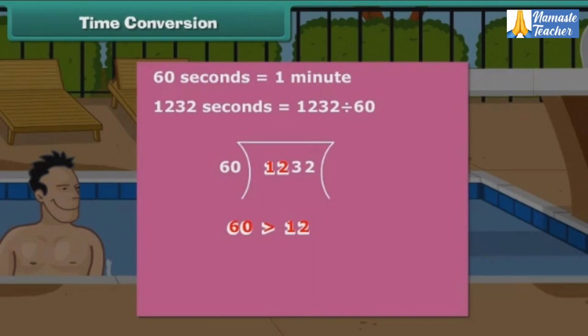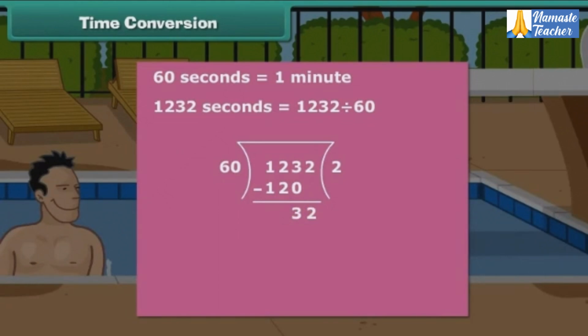12 is too small to hold 60. Now consider the first 3 digits together: 1, 2, 3. 123 is big enough to hold 2 times 60, that is 120. Therefore, write 2 on the right and 120 beneath 123. Subtract and write the difference 3 below. Bring 2 down. The new number formed is 32.